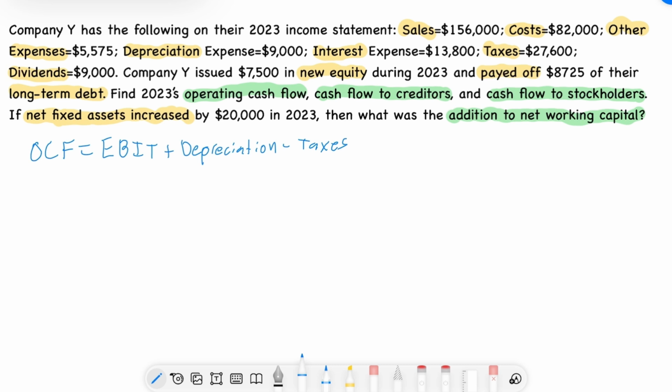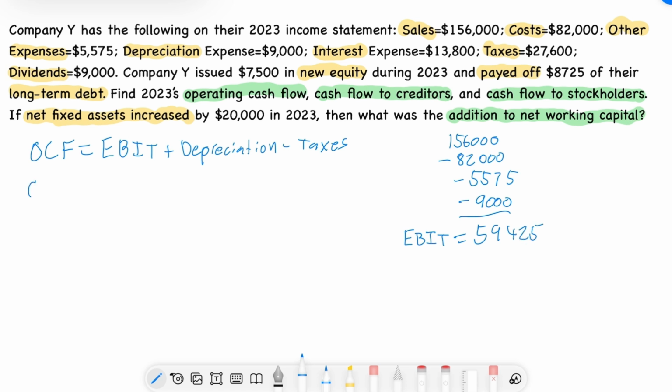Let's find the earnings before interest and taxes. So we've got sales of $156,000. We're going to subtract costs of $82,000. We're going to subtract other expenses. And we're going to subtract our depreciation, which is $9,000. This is going to come to a total of $59,425.